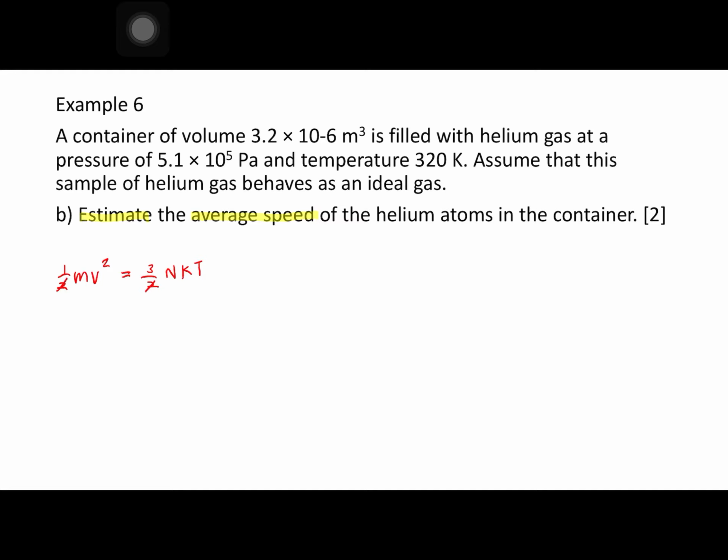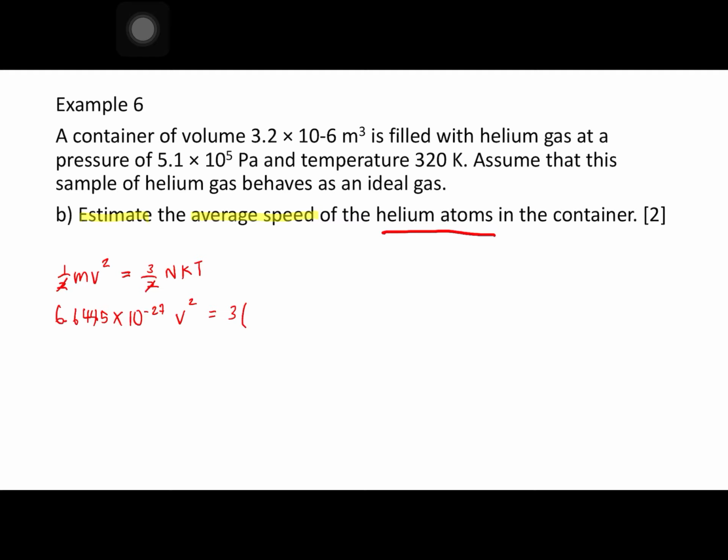Now, the 2 on each side can cancel away. What's the mass? Now, they say mass of the helium atoms, right? What's the total mass of all the helium atoms? We have already shown just now 6.6445 times 10 to the power of minus 27. v squared is unknown, times 3.